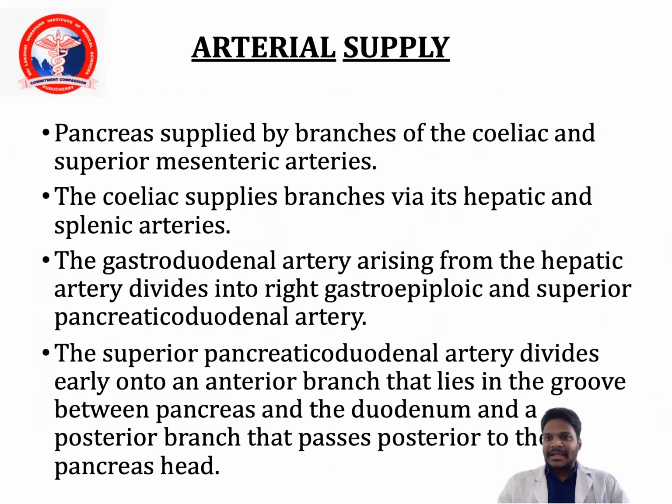The arterial supply of the pancreas. The pancreas is supplied by branches of the celiac and superior mesenteric arteries. The celiac artery branches via its hepatic and splenic arteries. The gastroduodenal artery, arising from the hepatic artery, divides into the right gastroepiploic and superior pancreaticoduodenal arteries. The superior pancreaticoduodenal artery divides early into an anterior branch that lies in the groove between the pancreas and the duodenum, and a posterior branch that passes posterior to the pancreatic head.